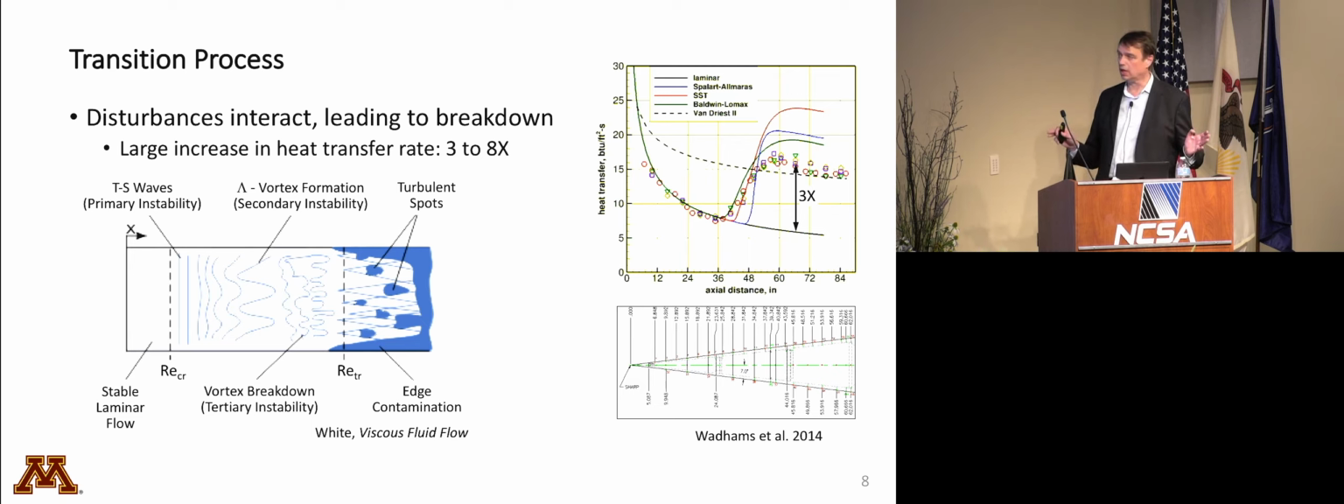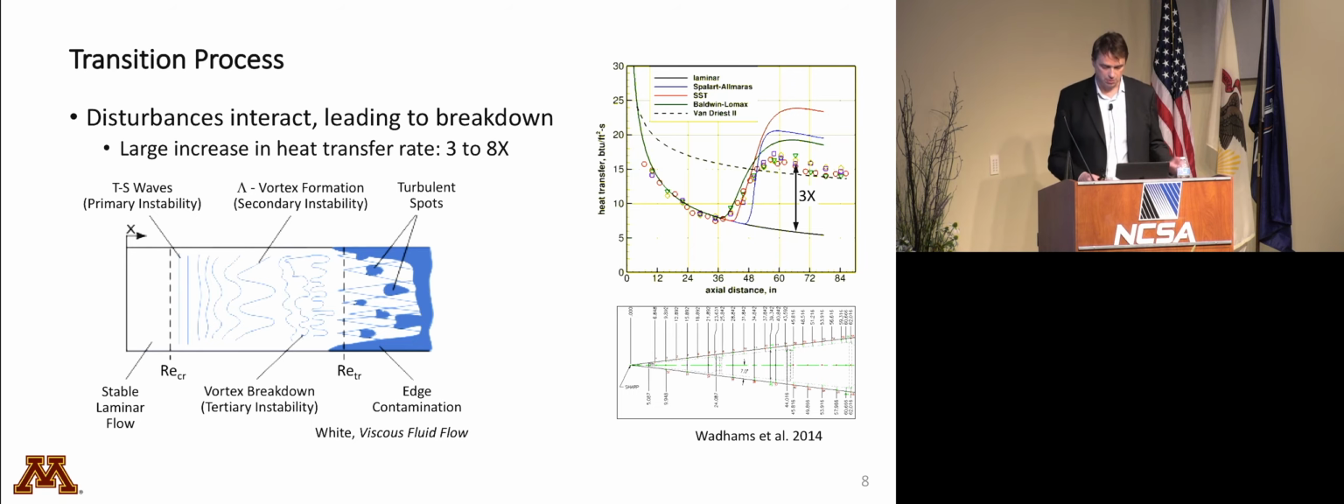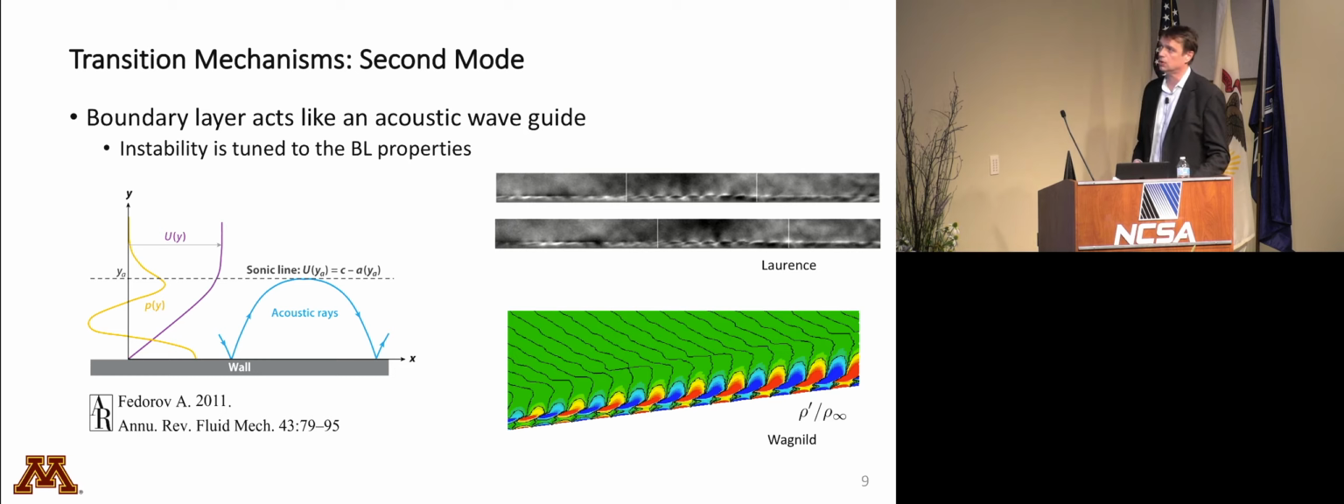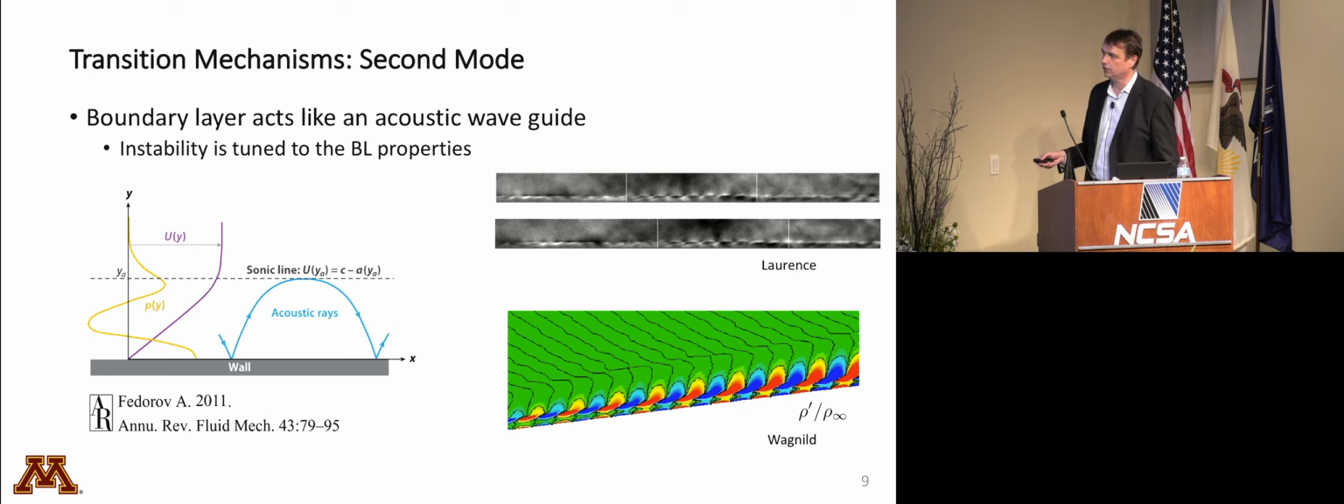So every particular hypersonic flow field is going to have some mechanism that produces transition. And one of those, probably one of the most important transition mechanisms, is so-called second mode. And this is from a very nice paper by Sasha Fedorov. And basically what he's showing here is that the second mode disturbance is because the boundary layer acts like an acoustic waveguide. And acoustic rays reflect back and forth between the wall and the sonic line, and they can absorb energy from the flow field.